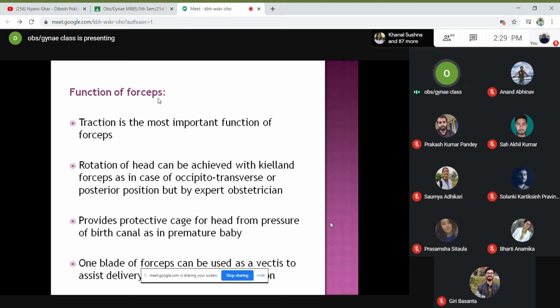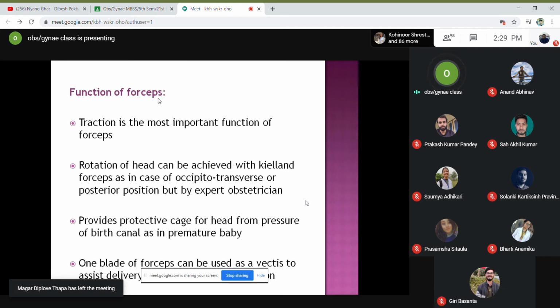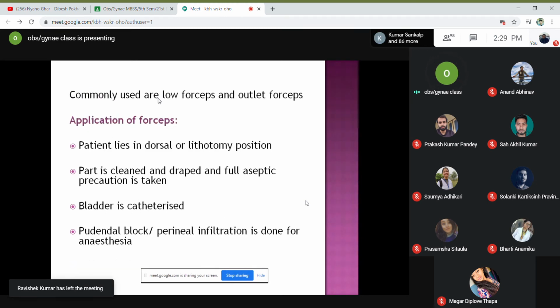Now, what are the functions of forceps? Basically, traction is the most important function. We just apply the forceps over the fetal skull and then we pull it manually, and that's how we deliver. Rotation of the head can be achieved with Kielland forceps, but these are not used nowadays. Forceps provide a protective cage for the head from the pressure of the birth canal, as in the case of a premature baby. And one blade of the forceps can be used as a vectis to assist delivery during cesarean section. Commonly used forceps are low forceps and outlet forceps.